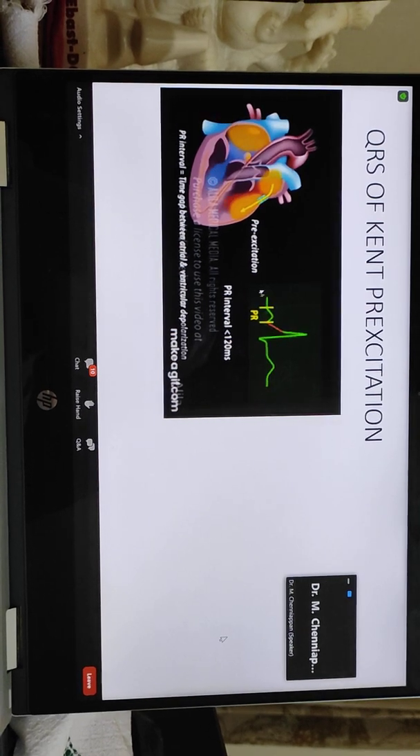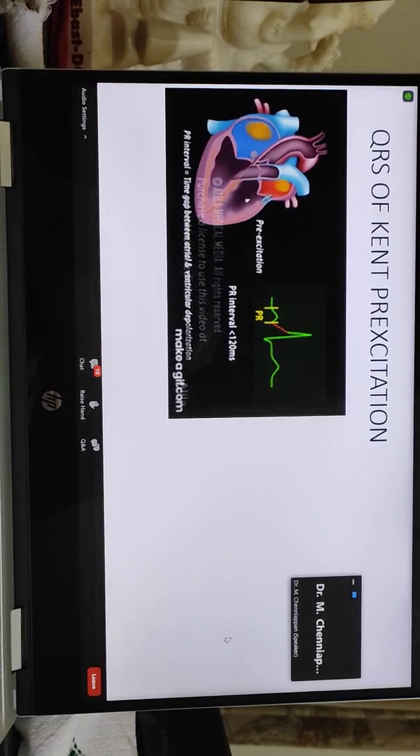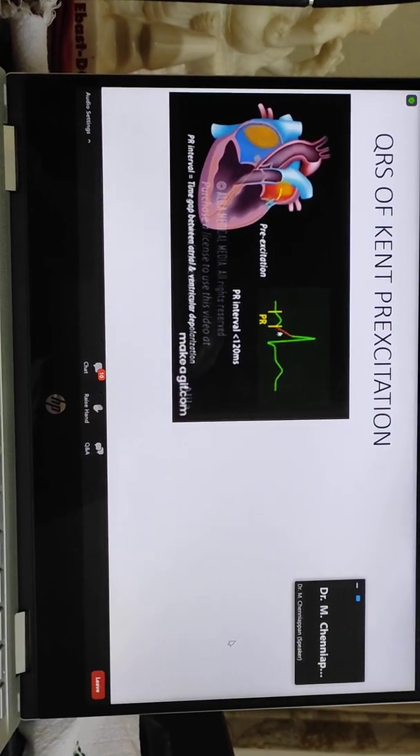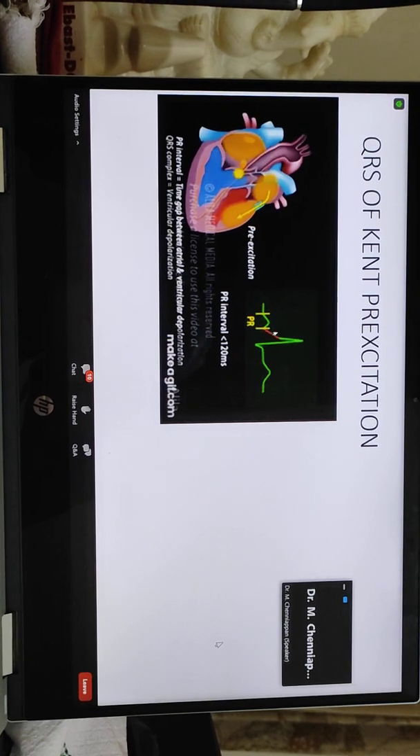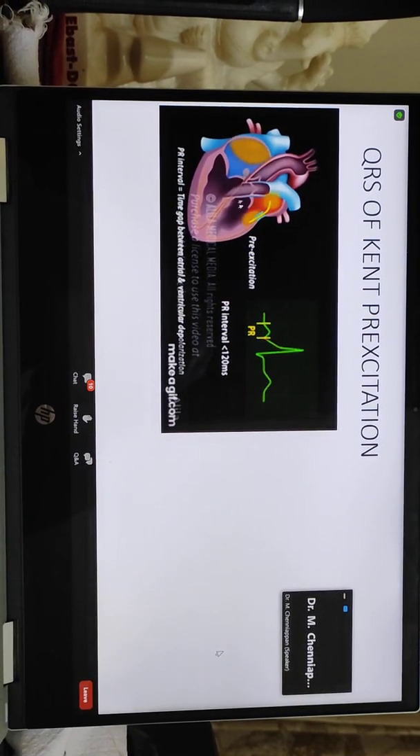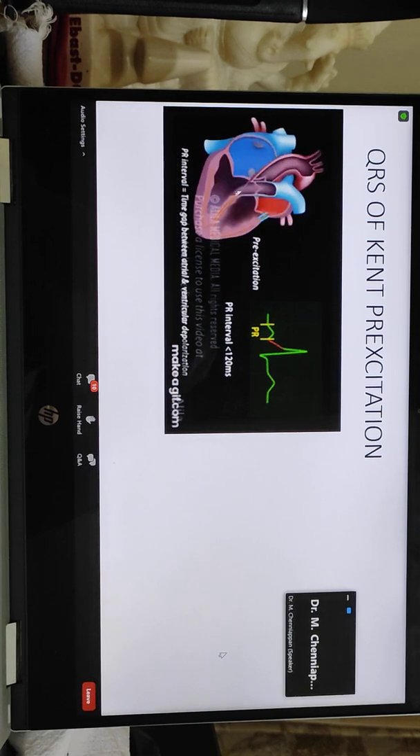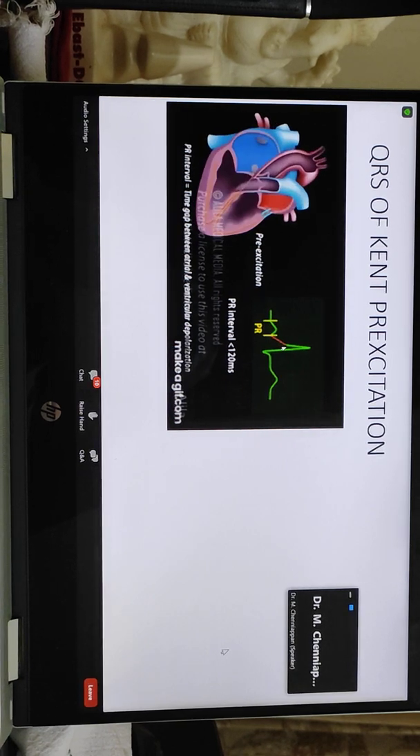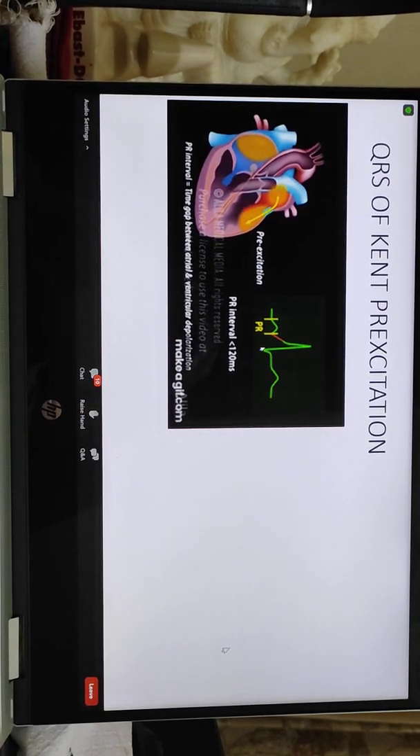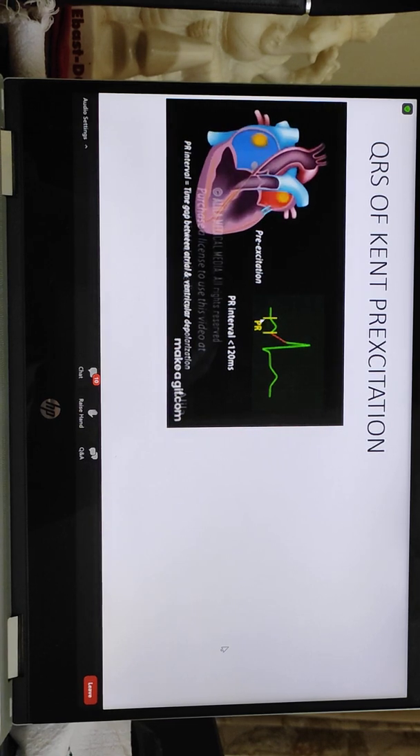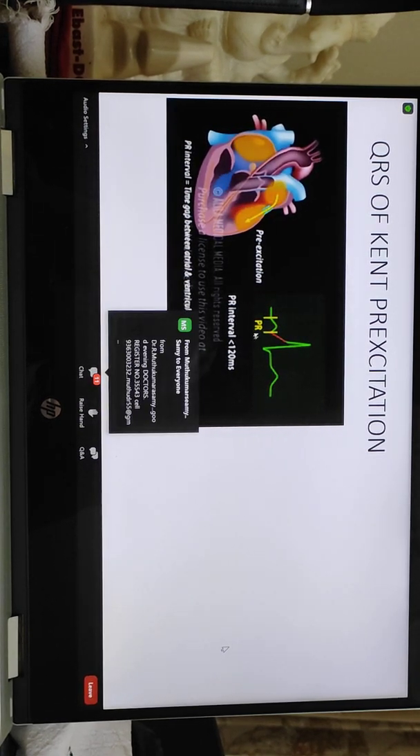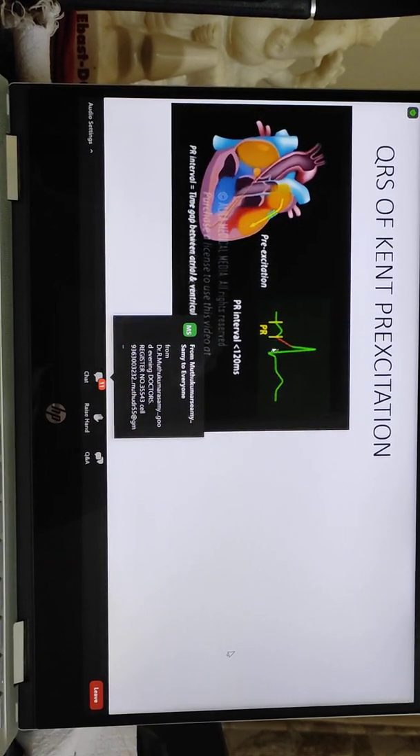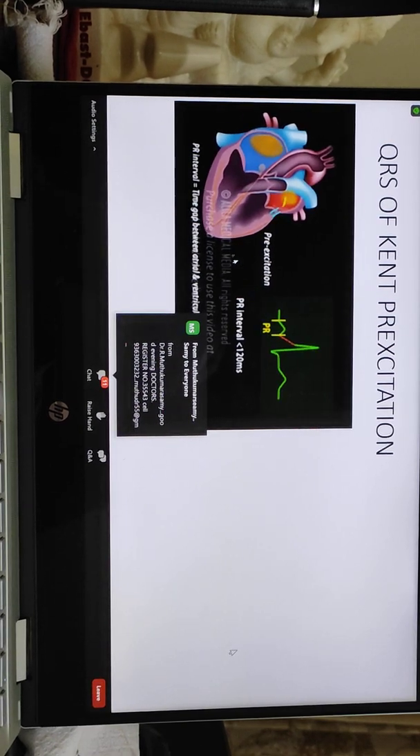Because the AV node is bypassed, you have a short PR interval, and the impulse coming through the accessory pathway and spreading through the muscle is causing the delta wave. Then of course the terminal portion is contributed by the other impulse. After the AV node delay, the impulse rapidly gets conducted through the conduction system of the heart and produces the terminal portion of the QRS complex, which is very sharp. So this is the fusion complex of the QRS in Kent bundle pre-excitation: short PR, delta wave, and of course the terminal portion of the QRS coming from the normal conduction system of the heart.